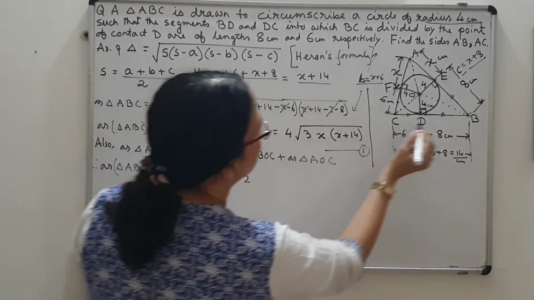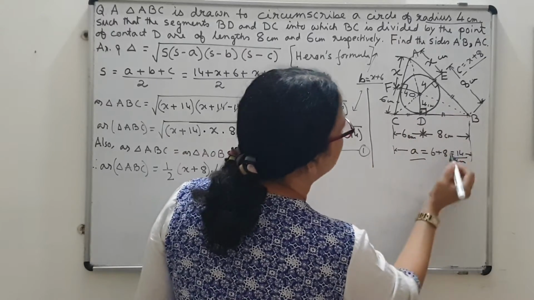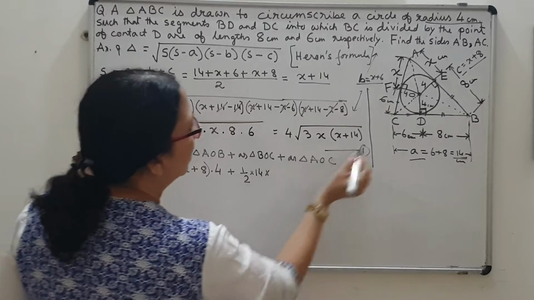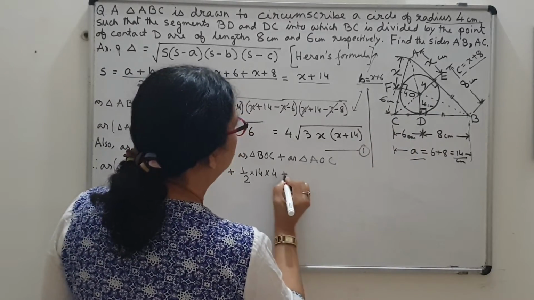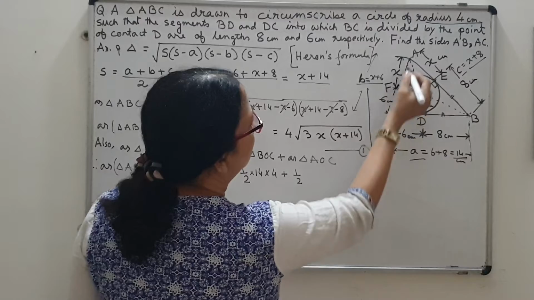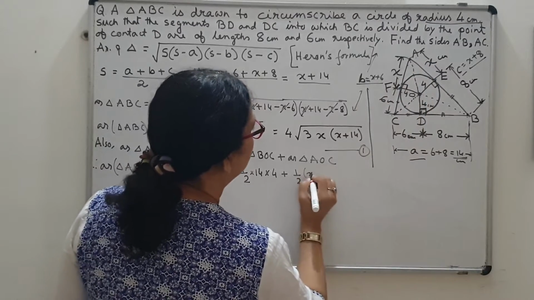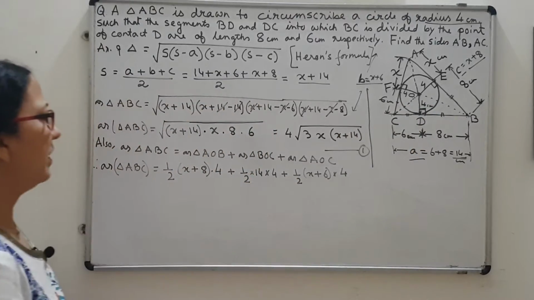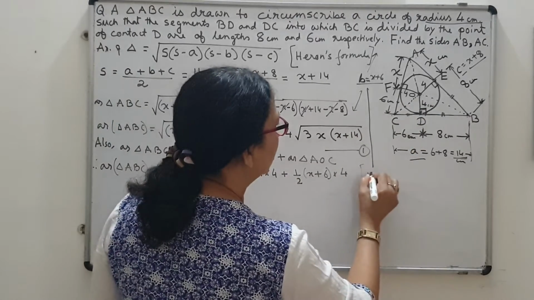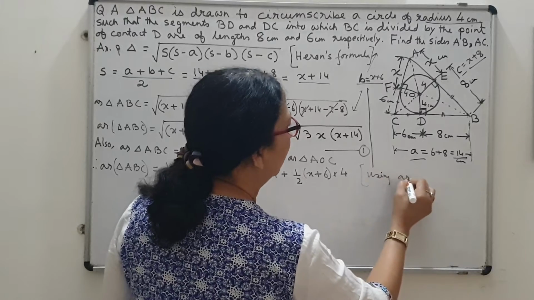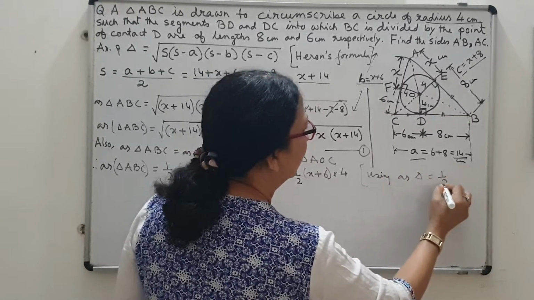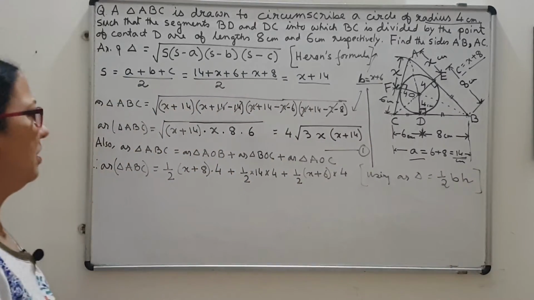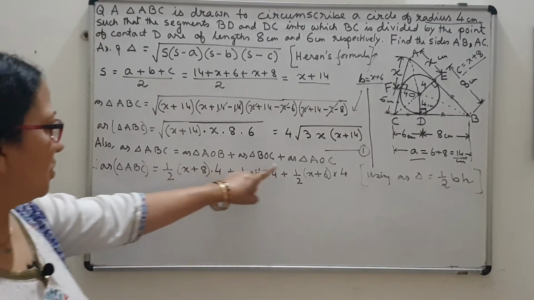Similarly for BC, the base is A, that is 14 centimeter, and the altitude is the same, 4, plus half for AOC, the base is x plus 6, and the altitude is the same 4 centimeter. This is fine, no? We can write using the area of a triangle is half base into altitude. Using this formula we have found the area of these 3 small triangles.